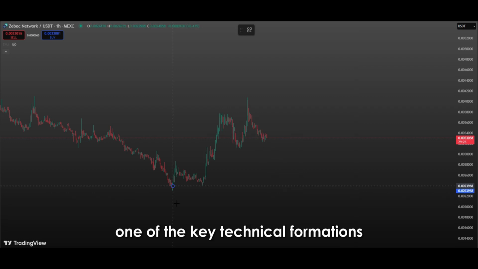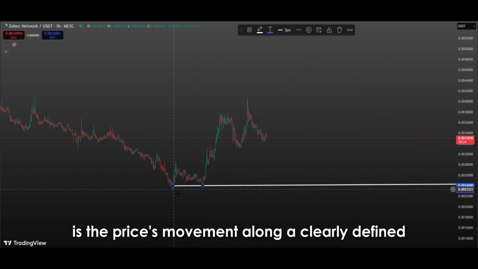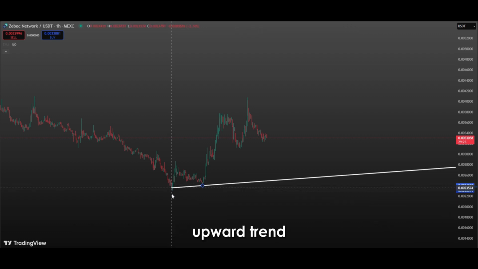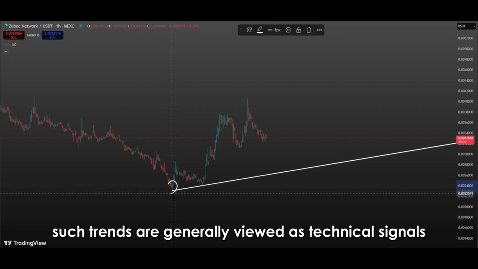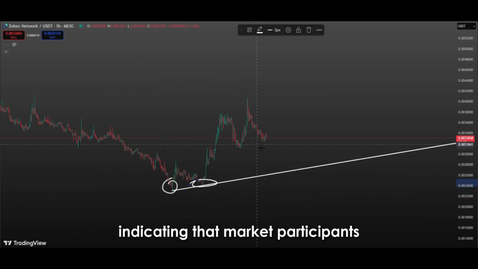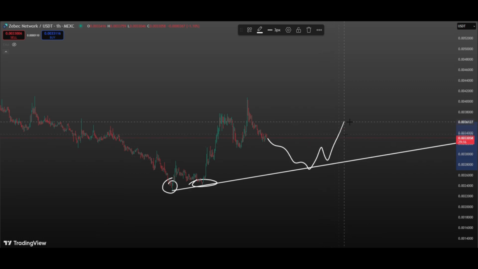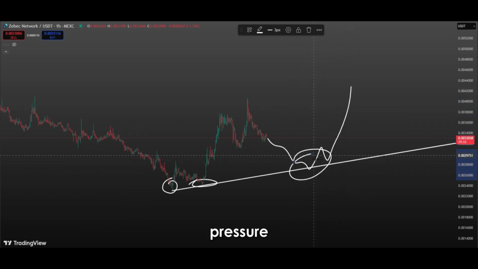Keep watching. One of the key technical formations that stands out on the chart is the price's movement along a clearly defined upward trend that has been in place for a considerable time. Such trends are generally viewed as technical signals, indicating that market participants share a common consensus on direction and that buying pressure is stronger than selling pressure.